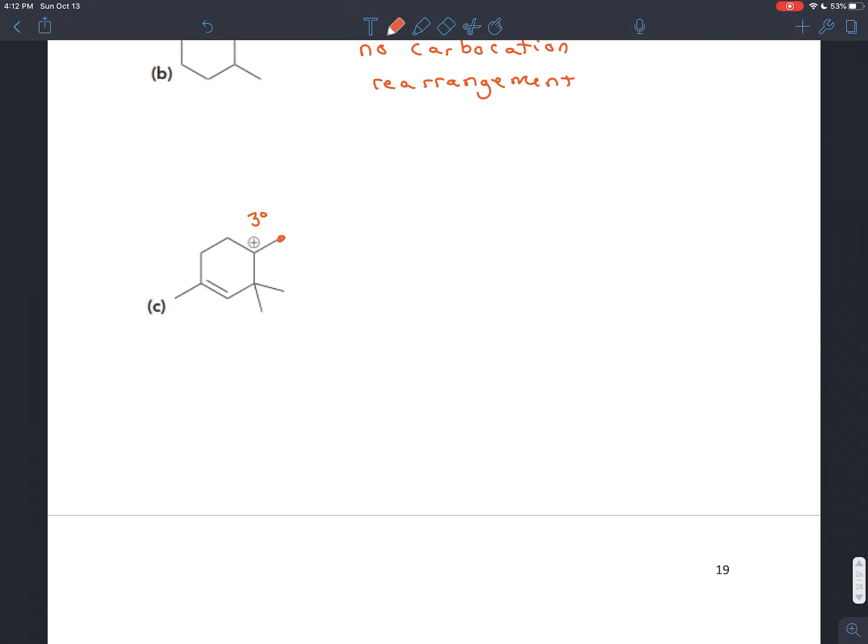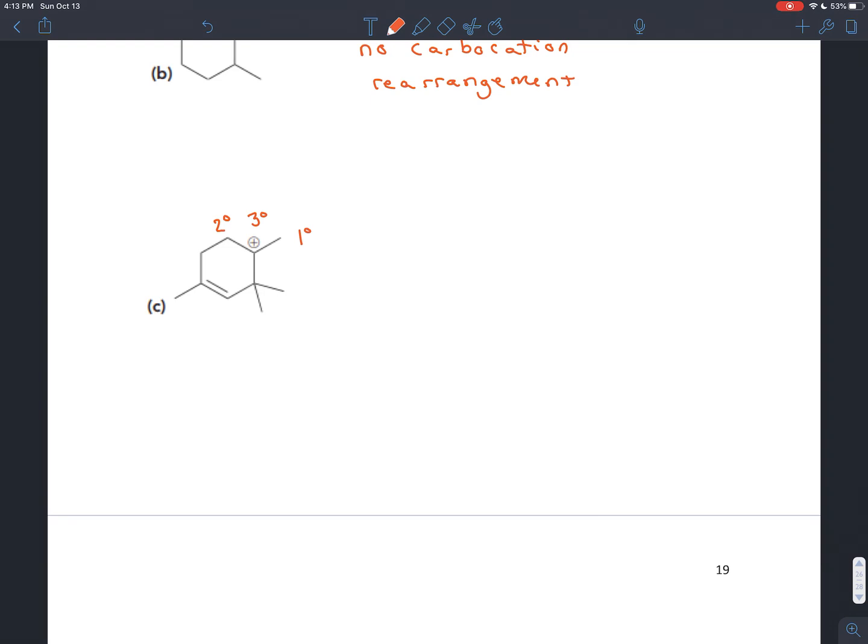If it were to the right, that carbon is just bonded to 1 other carbon, so that would be a primary carbocation, much less stable. It's not going to move there. If it were to the left, that carbon is bonded to 1, 2 other carbons. That would be a secondary carbocation. It's also less stable than a tertiary.